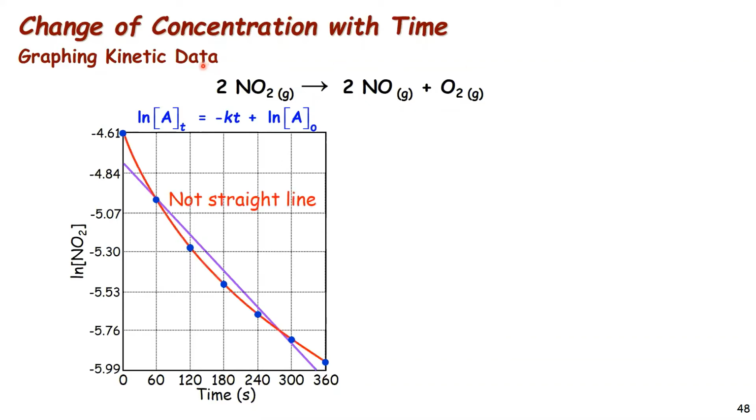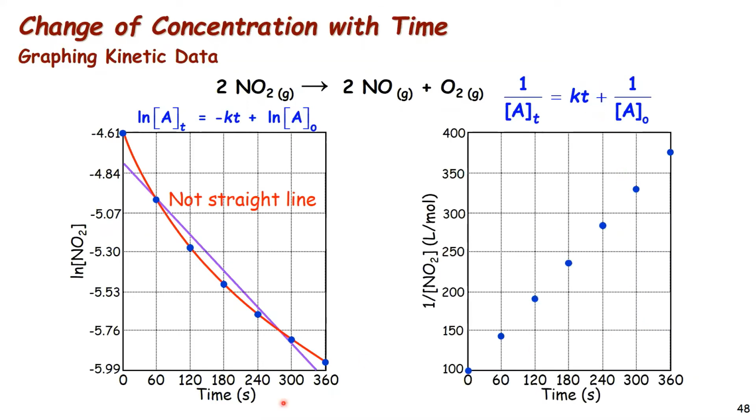So I'm going to do it again, but this time I'm going to plot it as a second order reaction. I'm just going to plot 1 over the concentration at time t versus time. That's going to look like this. Now I get a straight line. So in this case, K is just equal to the slope. Since it's a straight line, I know it's second order.